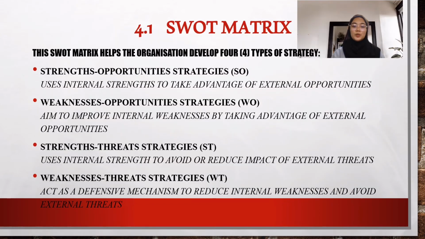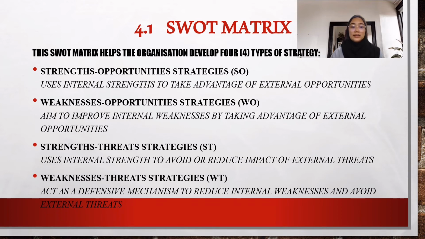First, my explanation will cover the SWOT matrix. This SWOT matrix helps the organization develop four types of strategy. The first one is SO, which is also known as strength-opportunity strategy. It uses internal strength to take advantage of the external opportunities.